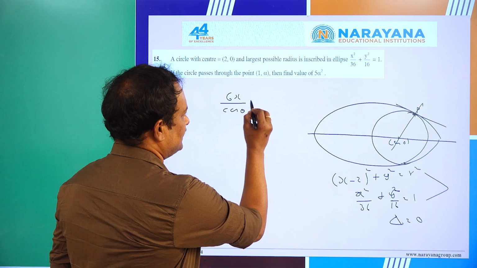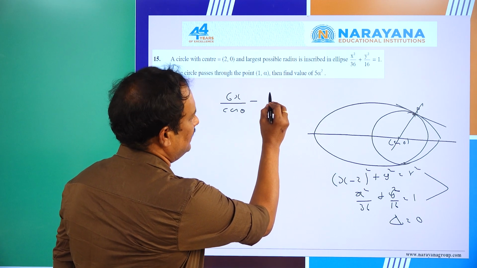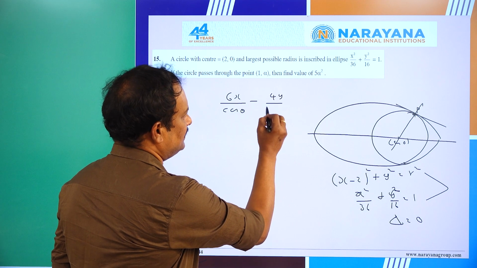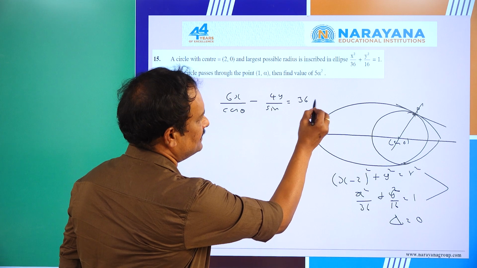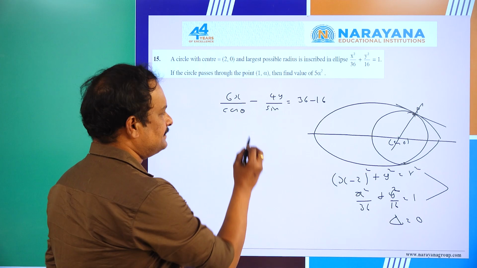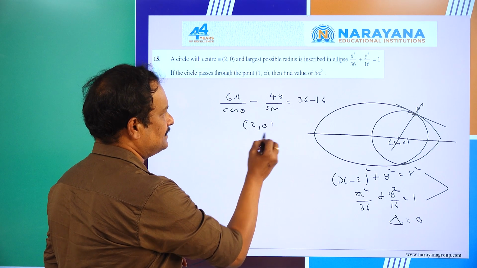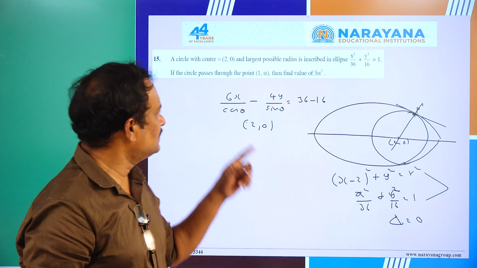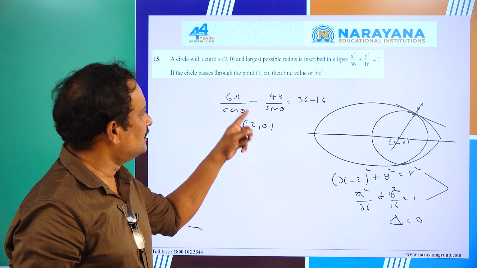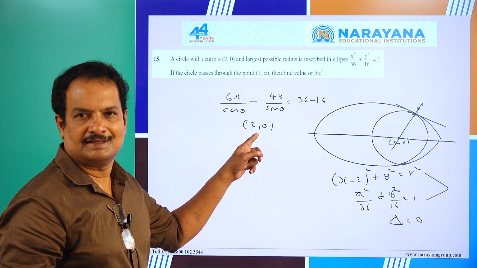Minus b by sin theta. So, minus b, what is the b value? 4 there. b by sin theta is equal to a square minus b square, so 36 minus 16. This is passing through (2, 0), obviously. When you substitute this, you will get the cos theta value, because it is very clear that (2, 0) is the center of the circle.